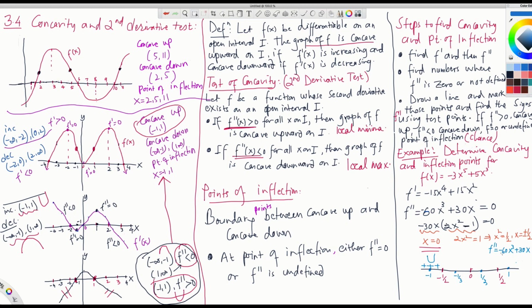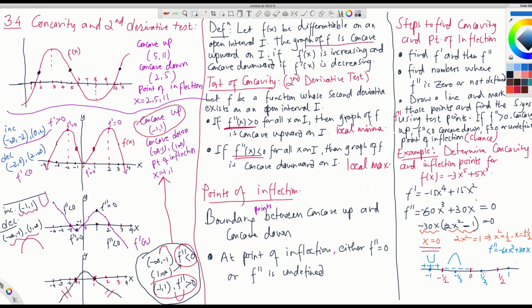Let's plug in negative 1/3. Negative 60 times negative 1/3 to the cube, which is negative 1 over 27, right? So negative 60 times negative 1 over 27 will be positive 60 over 27. And 30 times negative 1/3 will be negative 10, right? This positive 60 over 27 is almost 2 point something. So minus 10 plus 2 point something will be negative. So this part is negative, so it will be concave down. You see that? So this part is concave down.